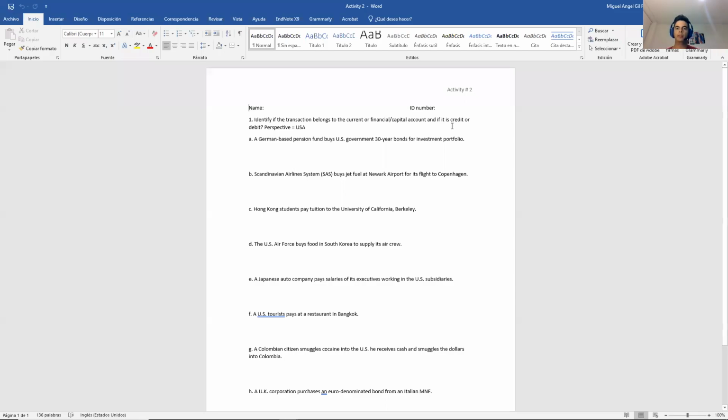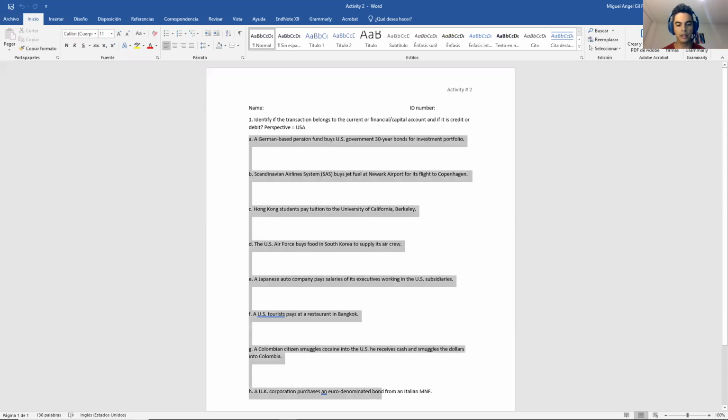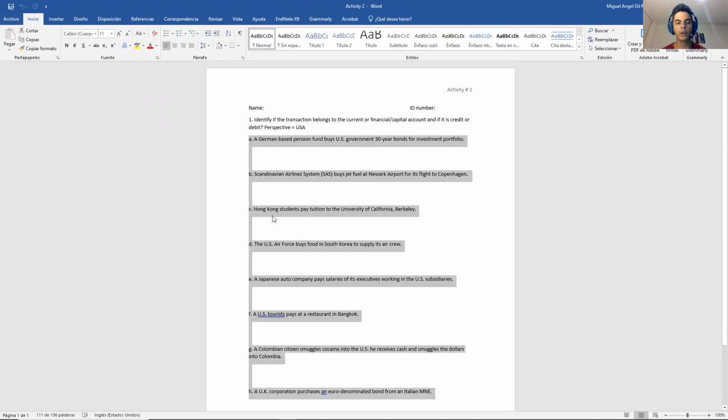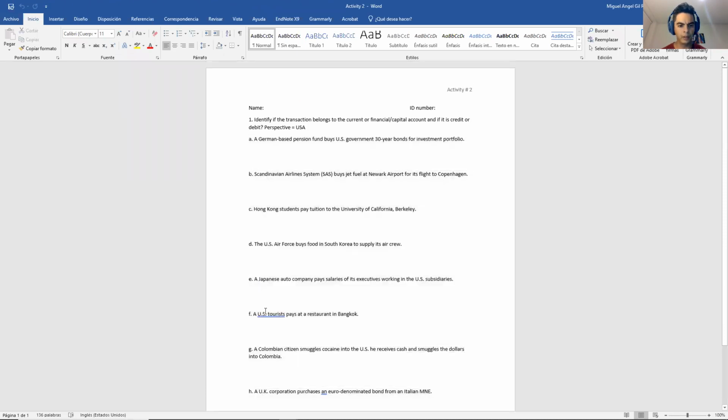So today you have to complete an activity that is quite interesting. It's about classifying transactions in terms of the balance of payments. So let me explain you really quick. You need to classify these transactions in this exercise. You have, I think, eight different examples of transactions that you need to classify.